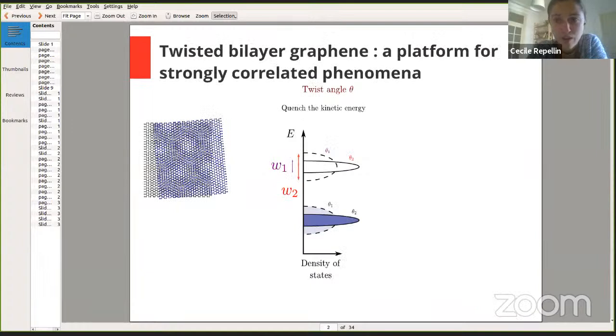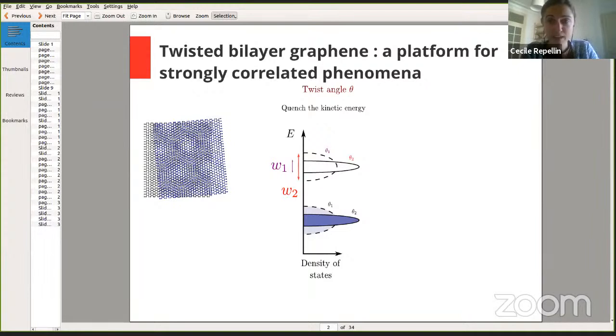As I'm sure you know at this point, twisted bilayer graphene is the system that you can obtain by taking 2 single layers of graphene, stacking them on top of one another and twisting them by a small angle that you can actually control quite well. And what's extremely interesting with this system is that it's an extremely versatile platform for strongly correlated phenomena.